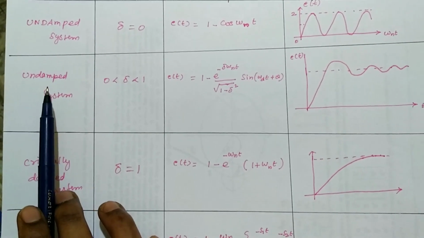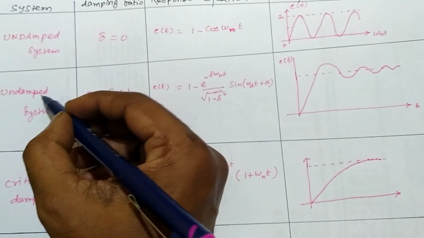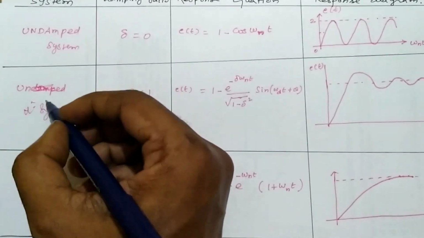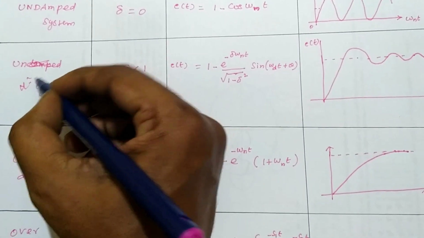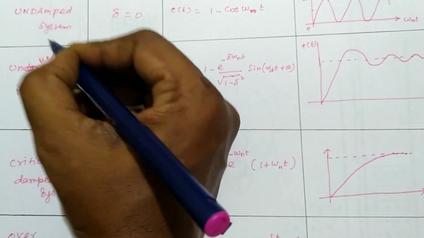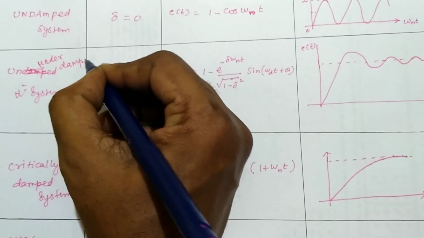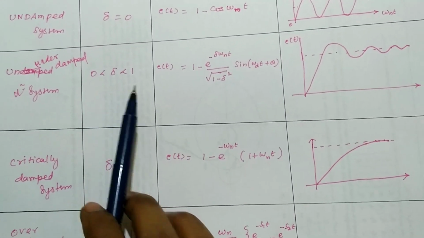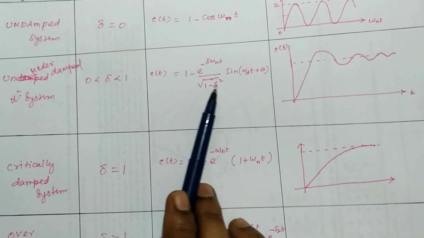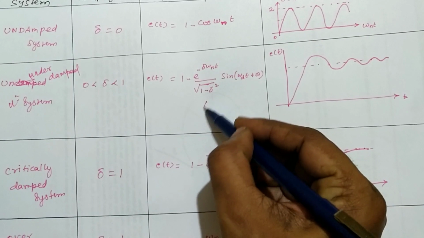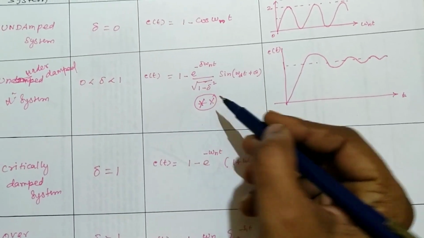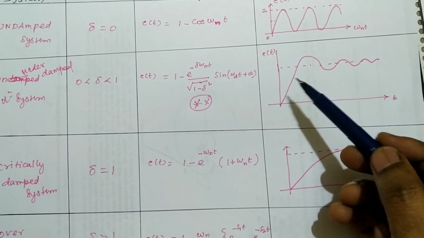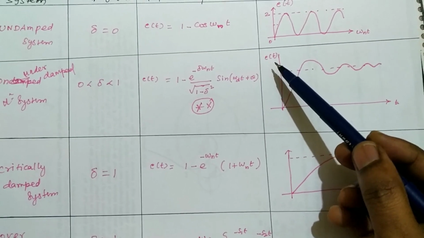And the second one is, sorry, this is called the underdamped system, where the delta value ranges from 0 to 1. So this is the output equation of an underdamped system. Memorize this equation. We have a number of problems based on this equation, and this is the corresponding output graph of the response of a second order underdamped system.